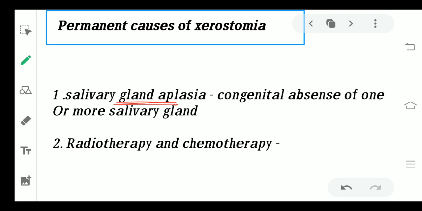So it means that from the very first day the child is born, there is absence of one or more salivary glands in the baby, and of course there will be low production of saliva in such a child, so it can lead to a xerostomia condition. Another reason, many patients who suffer from cancer go under some treatments like radiotherapy or chemotherapy, so xerostomia can be easily seen in these patients also.